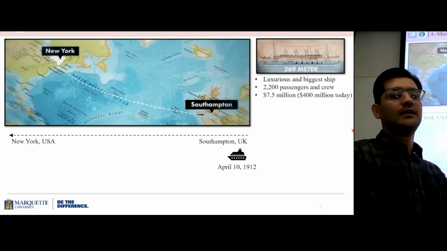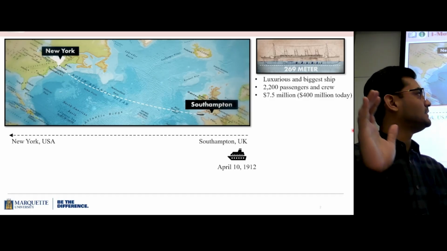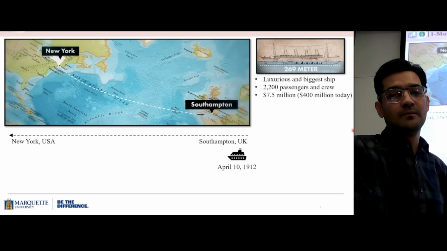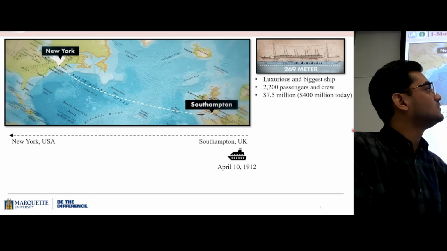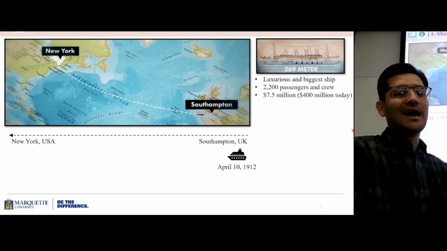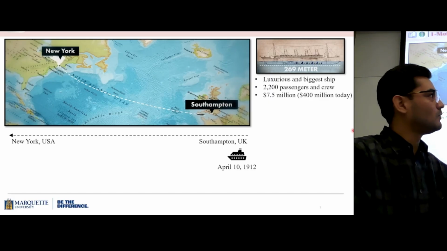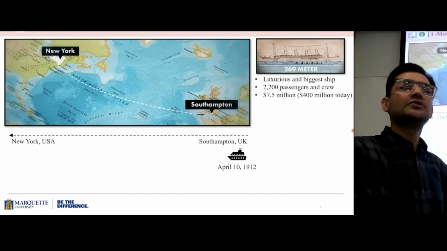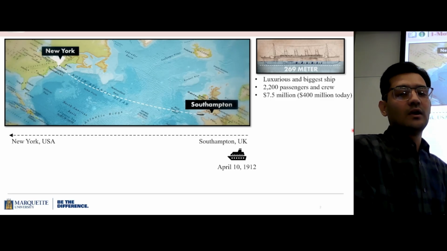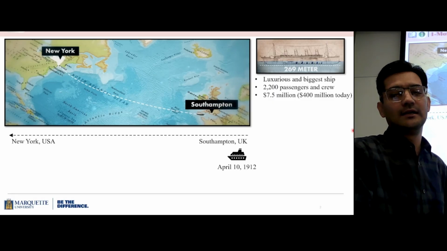It was one of the biggest ships ever built at that time. It was 269 meters in length. It was one of the most luxurious and biggest ships. It was carrying 2,200 passengers and crew. Some of them were actors, some of them were immigrants, some of them were famous people. So it was a big deal. And the cost of building that ship in 1912 was $7.5 million, which is about $500 million today. So it was a big, expensive ship.